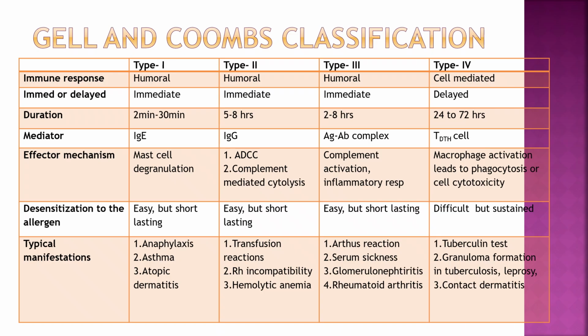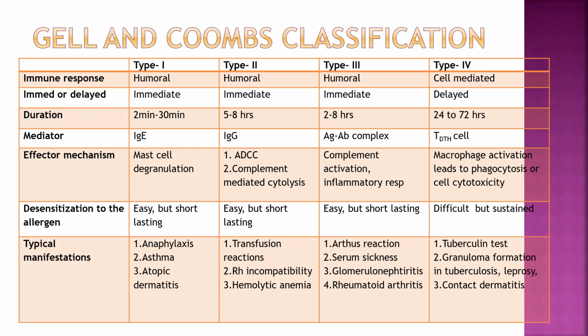The human immune response in type 1 is humoral, type 2 humoral, type 3 humoral, type 4 cell mediated. Type 1 is immediate, type 2 immediate, type 3 immediate, type 4 delayed. Duration in type 1 is 2 minutes to 30 minutes, type 2 is 5 to 8 hours, type 3 is 2 to 8 hours, type 4 is 24 to 72 hours. Mediator: type 1 IgE, type 2 IgG, type 3 antigen-antibody complex, type 4 TDTH cell.